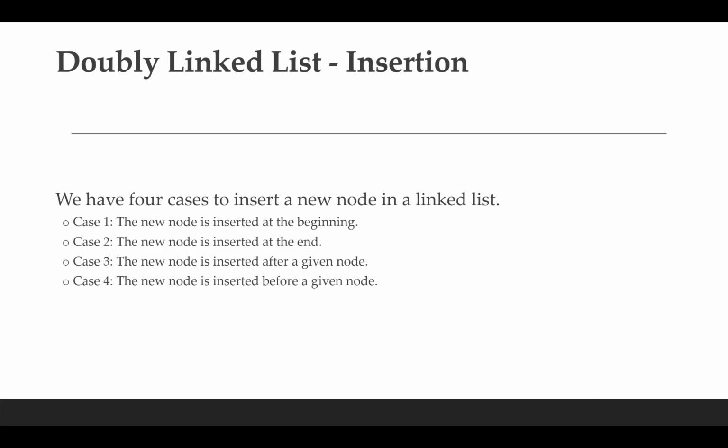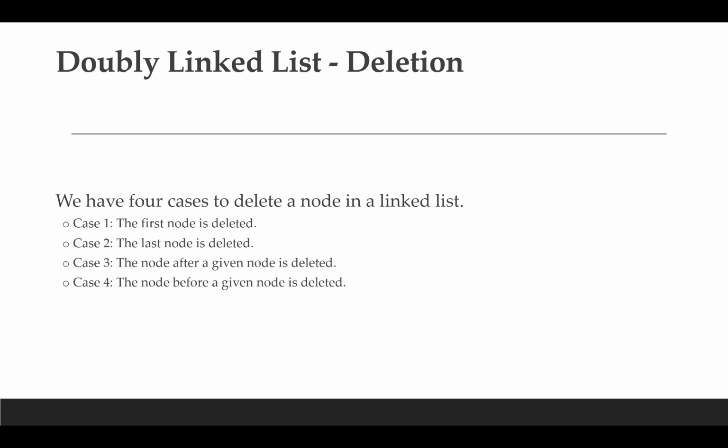And next we will see the operations. In the doubly linked list, we do the operations insertion, deletion, and searching. When doing insertion, there are different cases. The new node is inserted at the beginning, the node is inserted at the end, inserted after a given node, and inserted before a given node. In upcoming videos, we will see these insertions in detail.